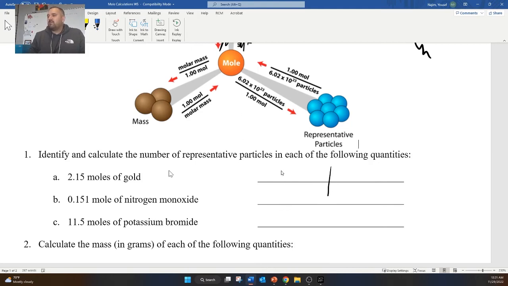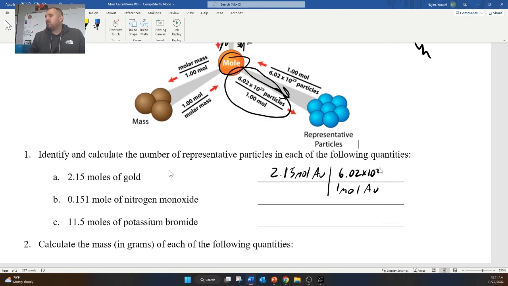So our given information is 2.15 moles of gold, so moles of Au, and to go from mole to particle, we're just going to multiply by Avogadro's number. So 1 mole goes at the bottom, and then 6.02 times 10 to the 23rd goes at the top. And that's it. This is a one step. So we divide by moles of gold, and that goes away.